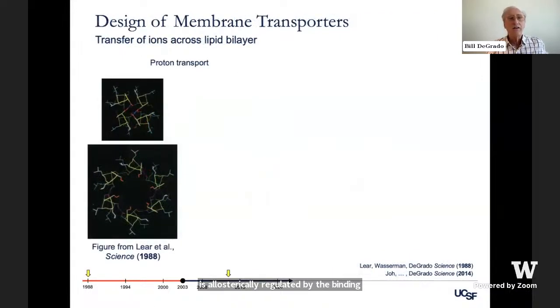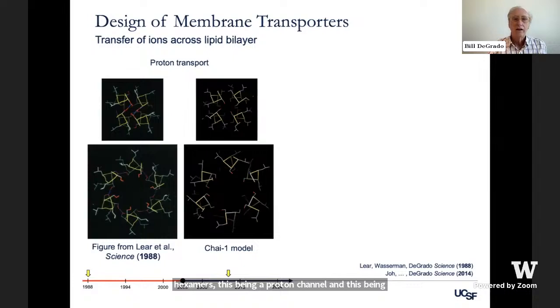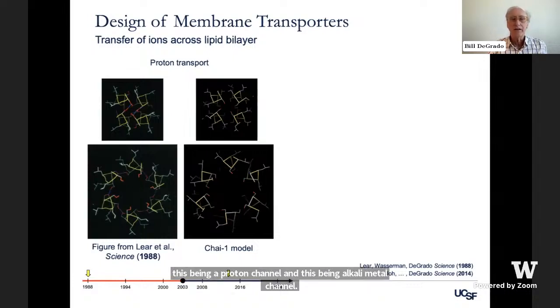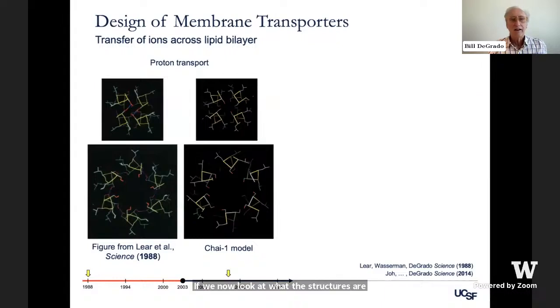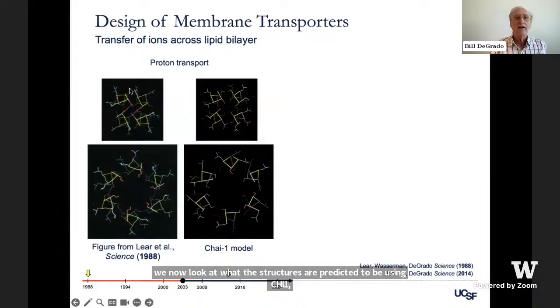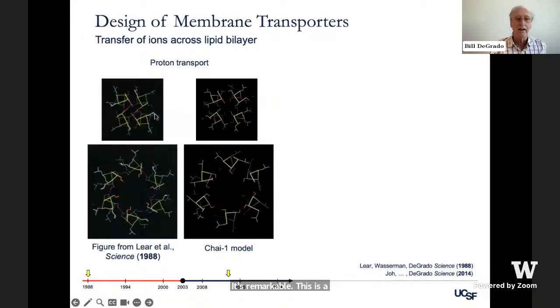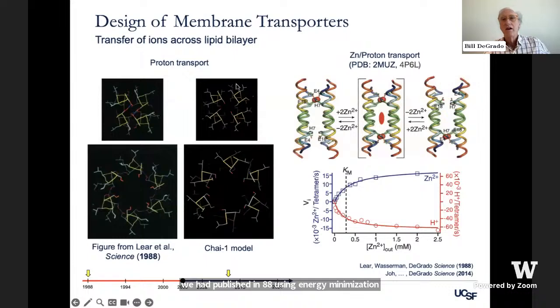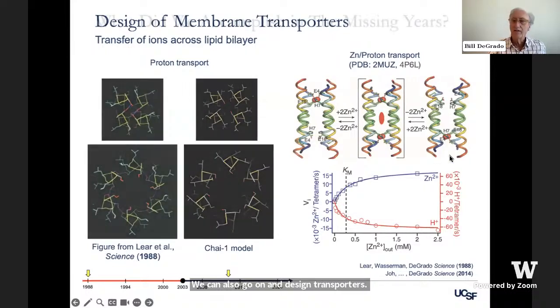Now, we've had a long interest in membrane proteins. Let me just show you one thing that we've done. In early work, '88, we designed a peptide that formed tetramers and a different sequence that formed hexamers, this being a proton channel and this being an alkali metal channel. If we now look at what the structures are predicted to be using Chai-1, it's remarkable. This is a stunning agreement with what we had published in '88 using energy minimization. We can also go on and design transporters that exchange protons and zinc ions.